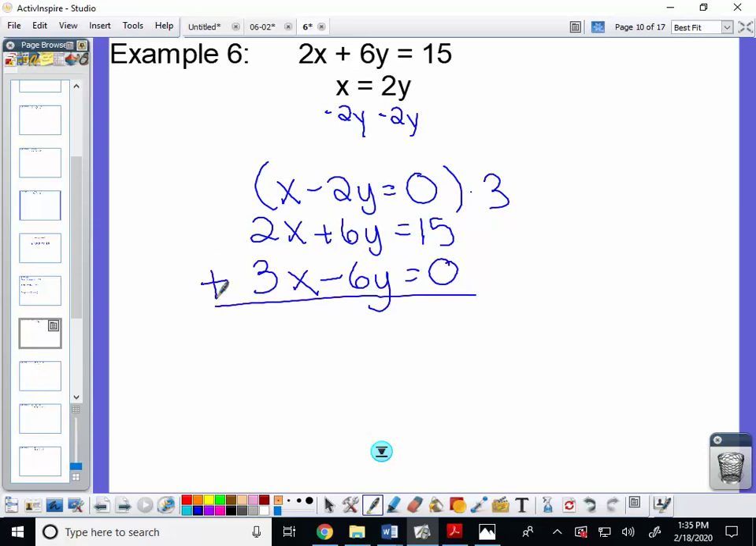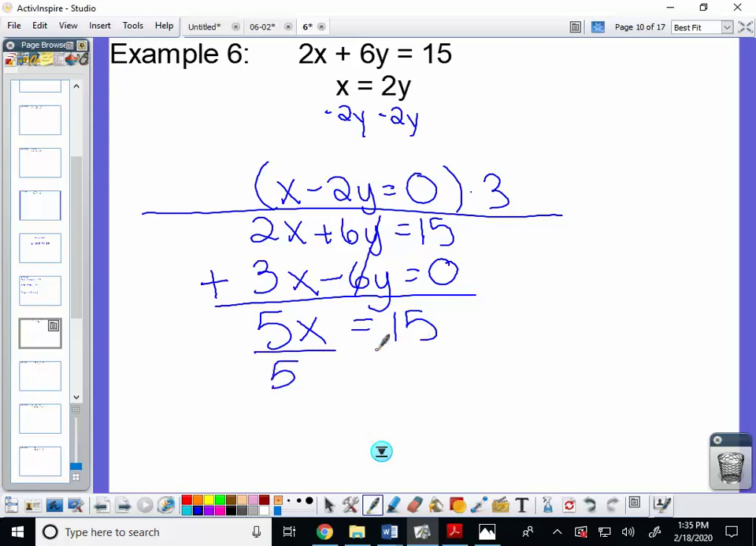I'm now going to add these two equations together. These two right here are the two equations I'm using. I'm adding these two together. When I add the x's, 2x plus 3x, I get 5x. When I add the y's, what's 6y plus a negative 6y? 6y minus 6y. They're going to cancel. And 15 plus 0 is 15. We should be able to solve this equation. How would you solve? Divide by 5. And 15 divided by 5 is 3.